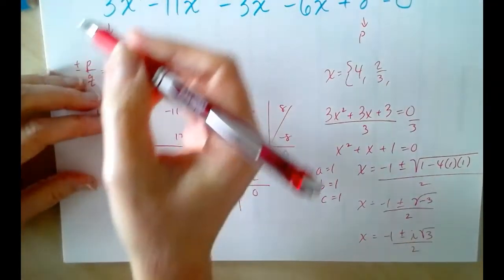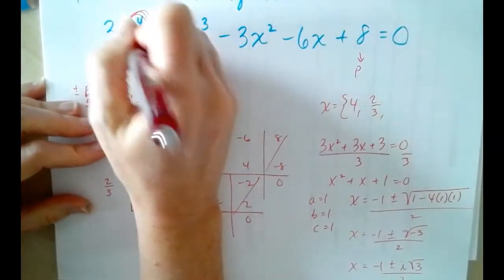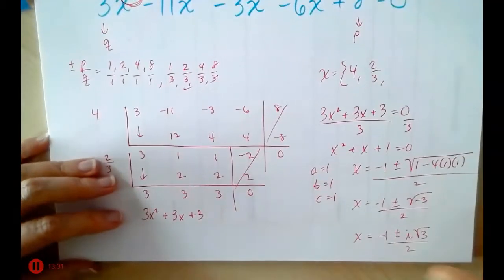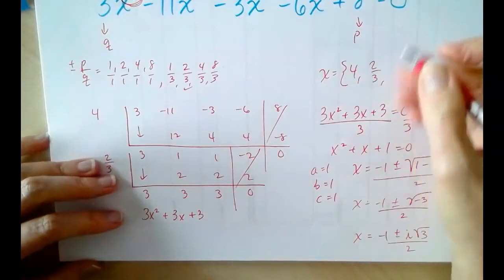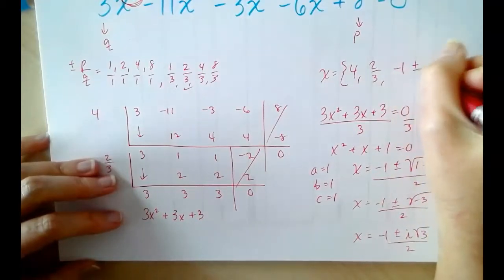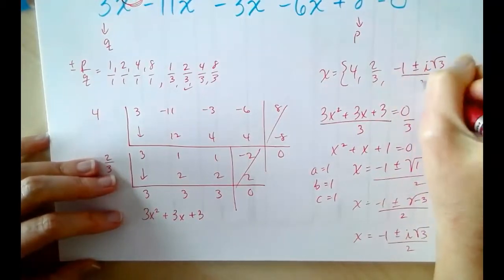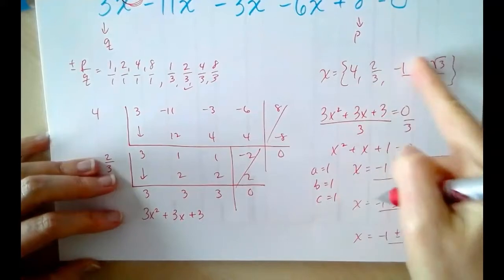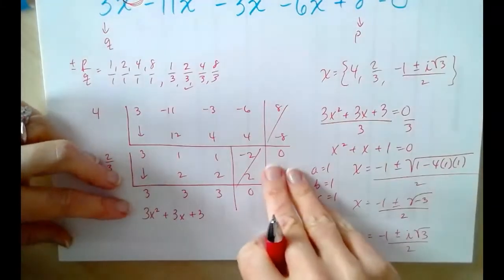What are our 4 roots? Our 4 roots are 4, 2/3, and then negative 1 plus or minus i root 3 over 2. 1, 2, 3, 4. There are all 4 zeros.